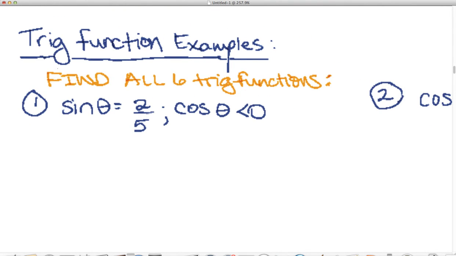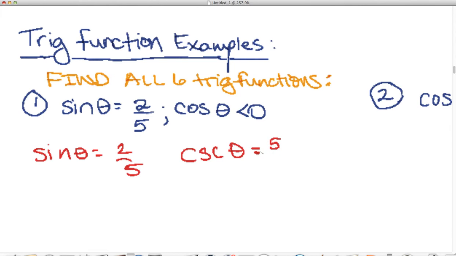What you got going on here is you're given that sine is 2/5. So automatically you know that cosecant is the reciprocal, 5/2. Now to get the other ones, you got to figure out what quadrant you're in. Use Pythagorean theorem to figure out the missing leg. So let's go ahead and do that off to the side.